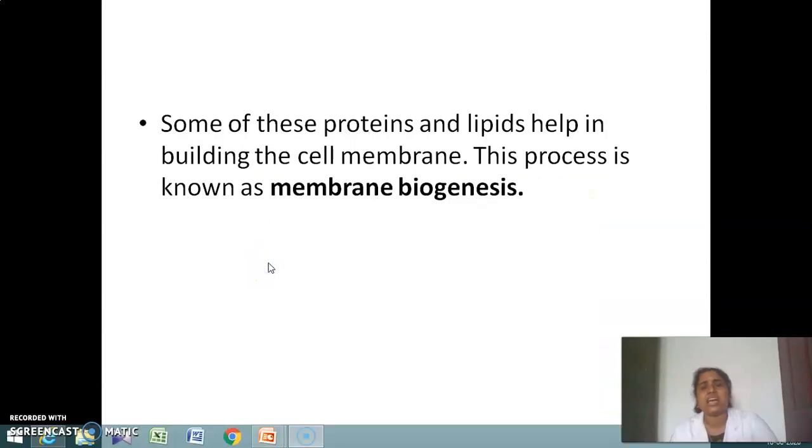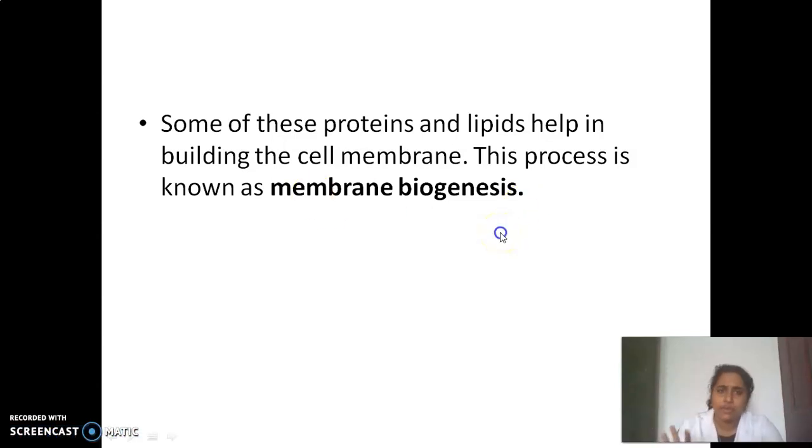So both proteins and lipids are synthesized on the endoplasmic reticulum, and the formed proteins and lipids help in the building of the cell membrane, and this process is termed membrane biogenesis. Clear? So if the question is asked to write the functions of endoplasmic reticulum, you have to mention protein synthesis on ribosomes on rough endoplasmic reticulum, then lipid or fat molecule synthesis in smooth endoplasmic reticulum, and as the third function you have to write membrane biogenesis. Three more functions are there.